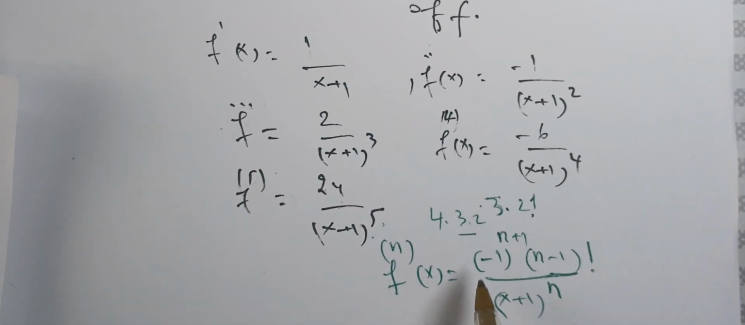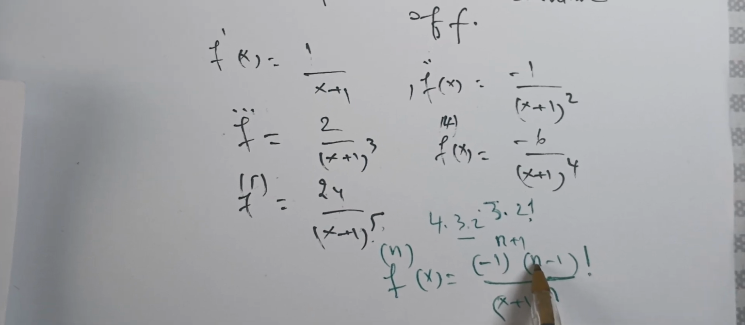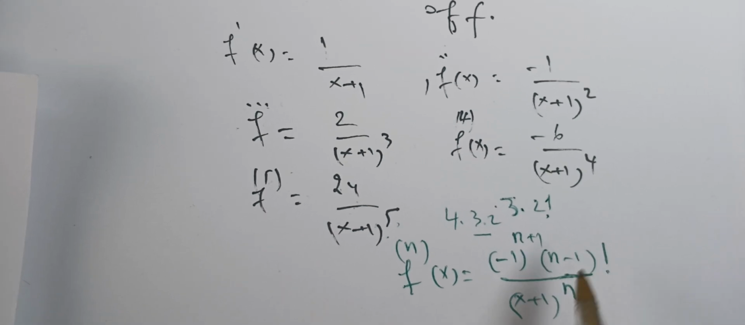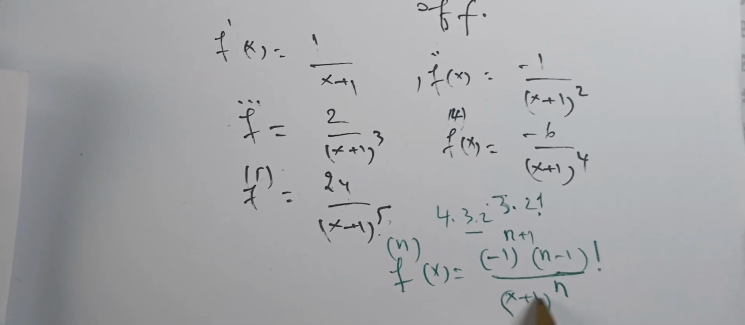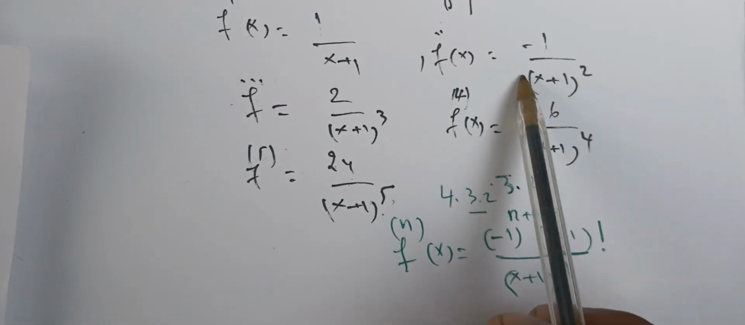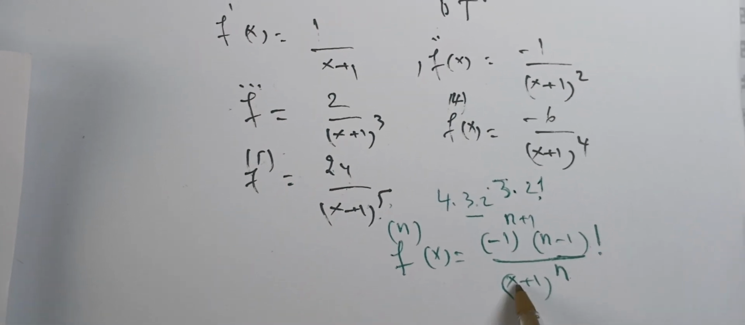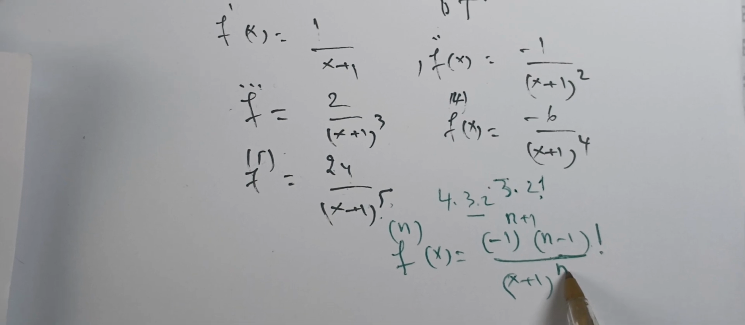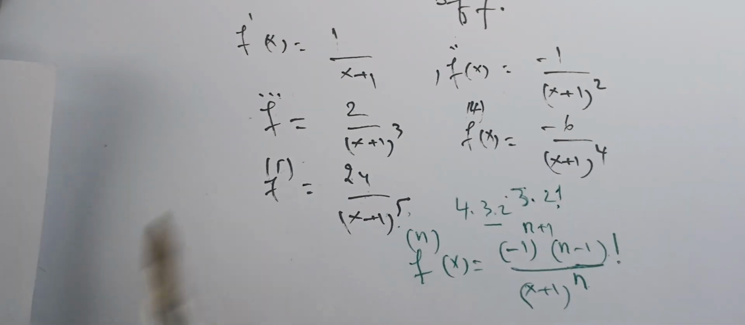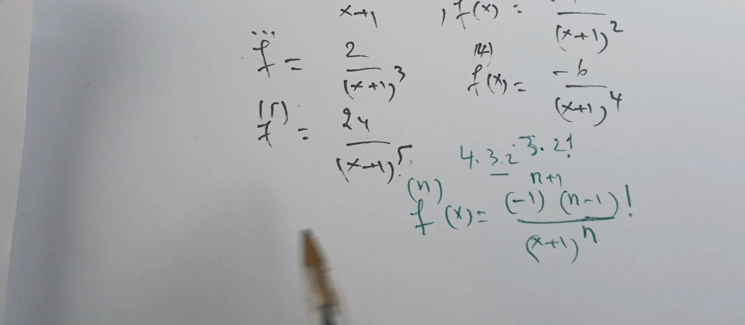So for 1, I have minus 1 to the power 2, which is plus 1. I have n, which is 1, minus 1, which is 0 factorial, which is 1. And here I have x plus 1 to the power 1. For 2, I have minus 1 to the power 3, which is minus. And I have 2 minus 1, which is 1. 1 factorial is 1 over x plus 1 to the power 2. And it's true. In the same manner, I can check these orders. I can claim that this is my formula for the derivatives of this function.